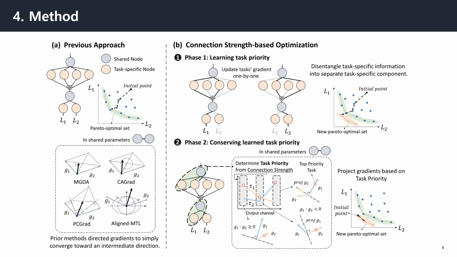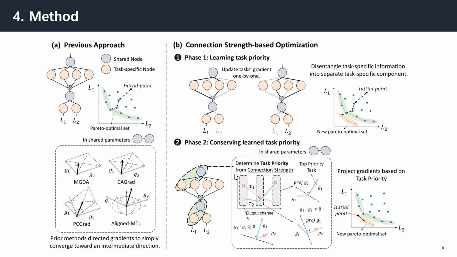Building on our problem definition and motivation, we propose a new optimization method called connection strength-based optimization. This method is divided into two phases. In phase 1, we focus on teaching the network to capture task-specific details by learning task priority. This helps the network understand which tasks are more critical at different stages of the training process.